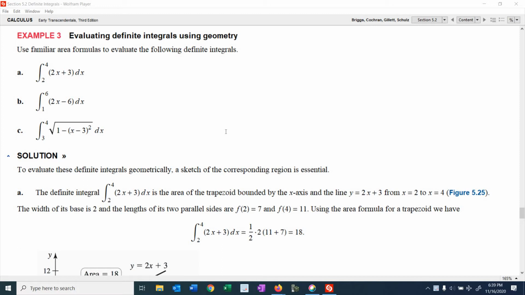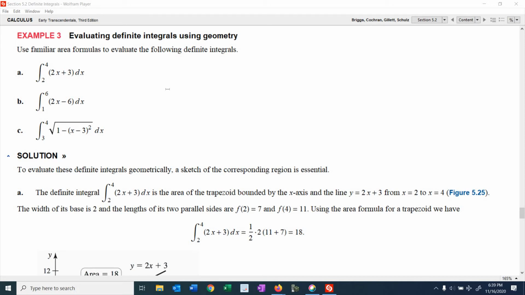The other way we can find definite integrals is by appealing to the geometric interpretation of a definite integral, which is that it's equal to the net area trapped between the function and the x-axis, starting at the lower limit and ending at the upper limit. And that's how we're going to evaluate definite integrals in this particular video.